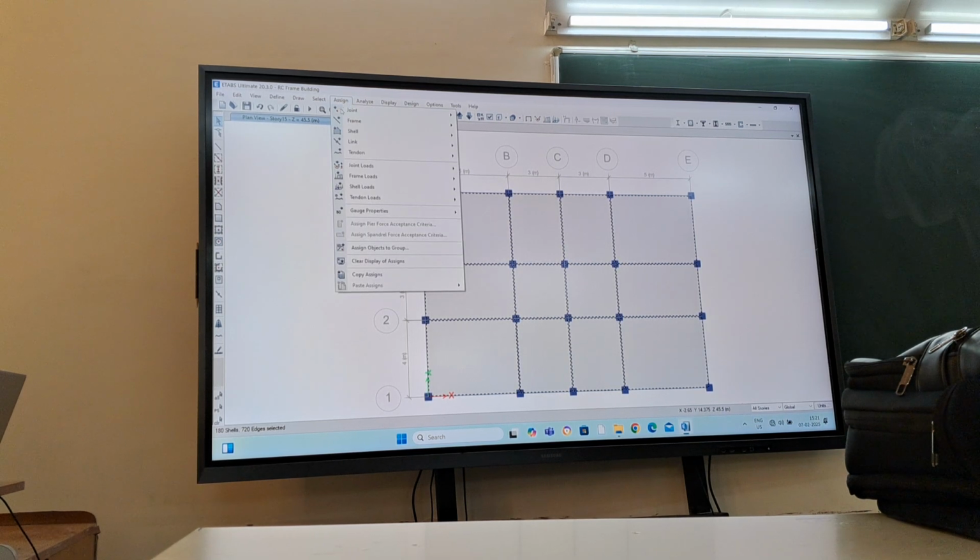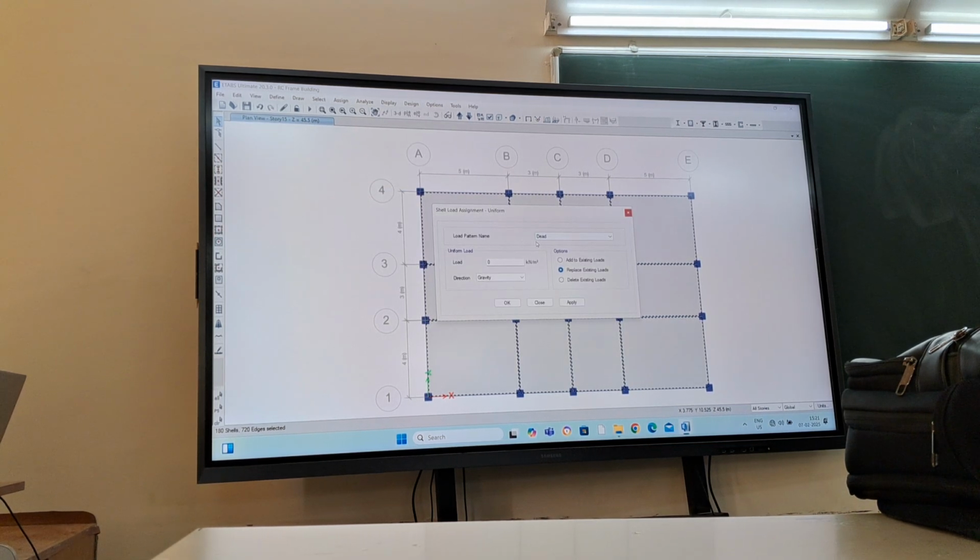Then go to assign shell loads. You have to go to this shell loads, and you can select this cleaning form.